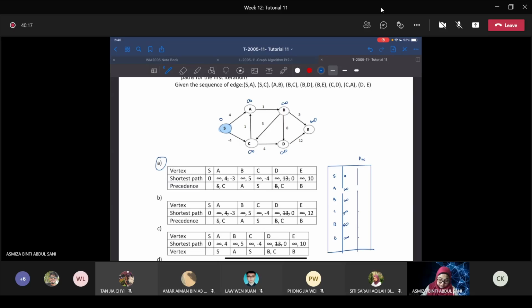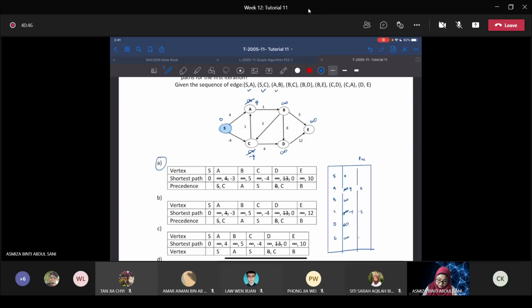And then we look at the first edge, which is SA. SA, we can relax. So SA distance is 4. We can relax this to 4. So this one becomes 4, and the predecessor is S. The next one is SC. SC is -4, and this one is infinity, so we can update this to -4. And the predecessor is S.